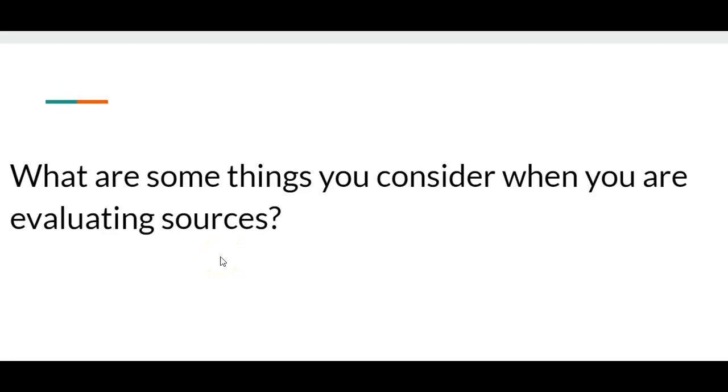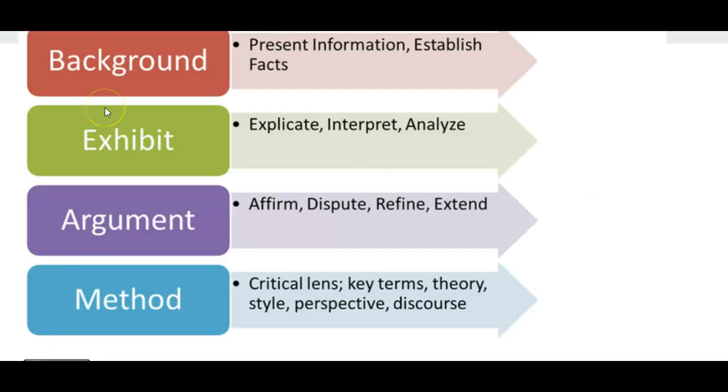A lot of times when we're evaluating sources, we're looking at scholarly, we're looking at credibility, looking at those criteria. But I want you to take it a step farther and really think about how you're going to use the sources that you find in your paper. One way to do that is using the BEAM method, and it's basically the 4 different ways that you might use a source in your paper: either as background information, as an exhibit or an example, as an argument, or a method.